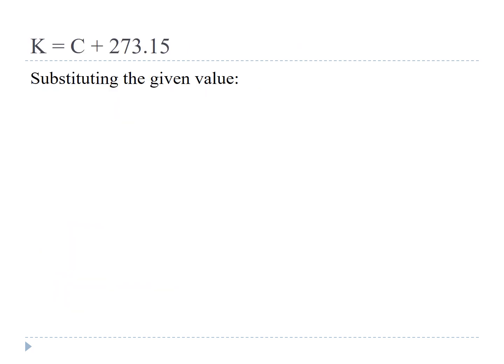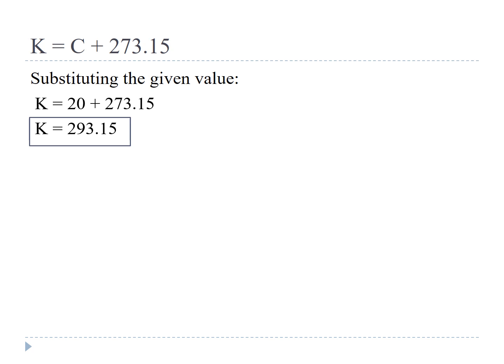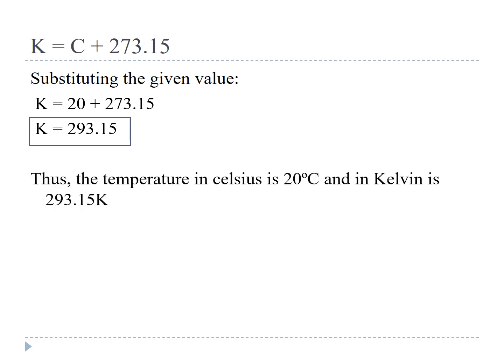So we are going to substitute the value. Now here which value are you substituting? The value that you have got in Celsius. So you know in Celsius we got it to be 20. So 20 plus 273.15, that is 293.15. This will be the answer of temperature in Kelvin. So you end the entire numerical by writing a final statement, that is the temperature in Celsius is 20 degrees Celsius and in Kelvin is 293.15 K. Okay, I hope this is clear.